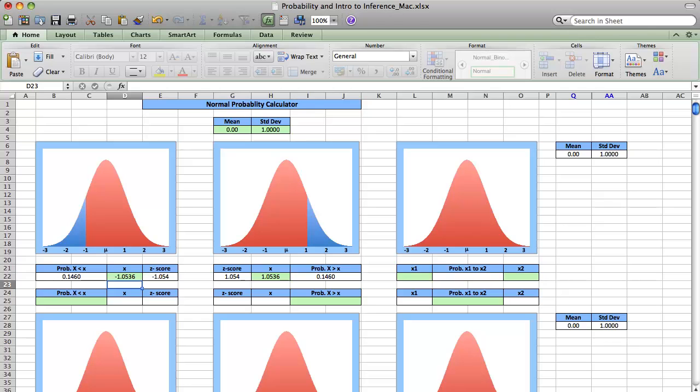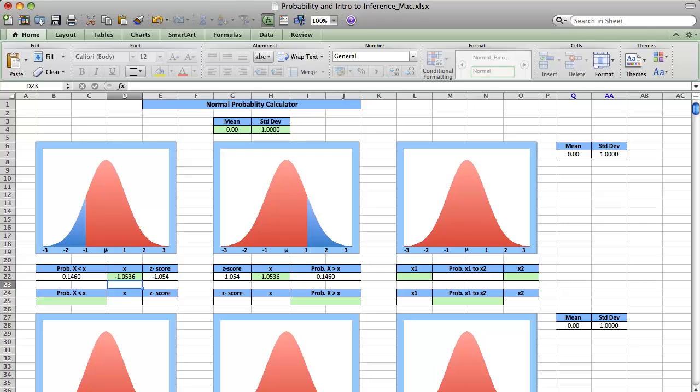Now my software will do this for me. We never have to use the normal probability calculator in the way that I am. We're just looking at it this way to better understand the test statistic and the two-tailed p-value. We could see that the probability on a normal curve of being at least 1.0536, that's my test statistic, right? The probability of being at least that far above the mean on a normal curve is 0.1460. The two-tailed p-value has to double that.